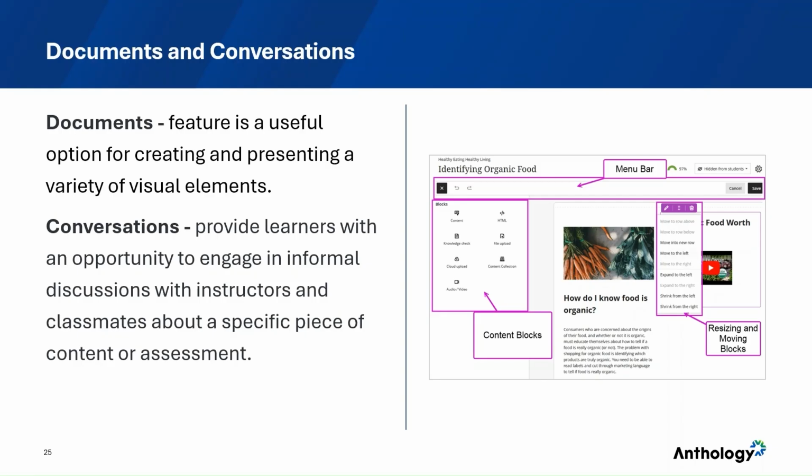In this Ultra experience, you will find not only documents but also class conversations. These provide learners with an opportunity to engage in informal discussions with instructors and classmates about a specific piece of content or assessment. So that's available to turn on in the settings of a document or assessment. During these discussions, learners can ask for help, share resources, or respond to questions from their peers. As the conversation unfolds, it remains tied to the corresponding content.